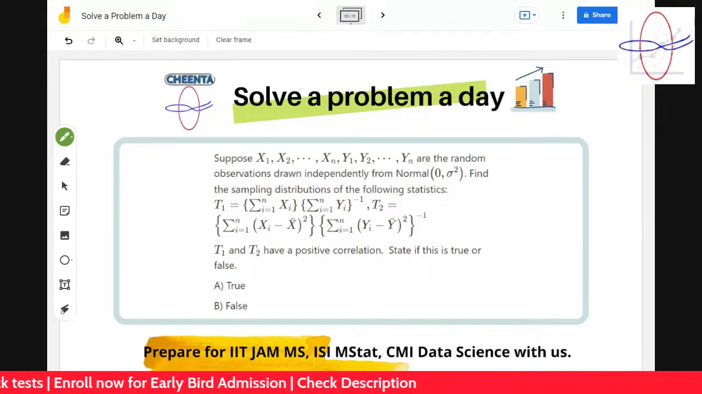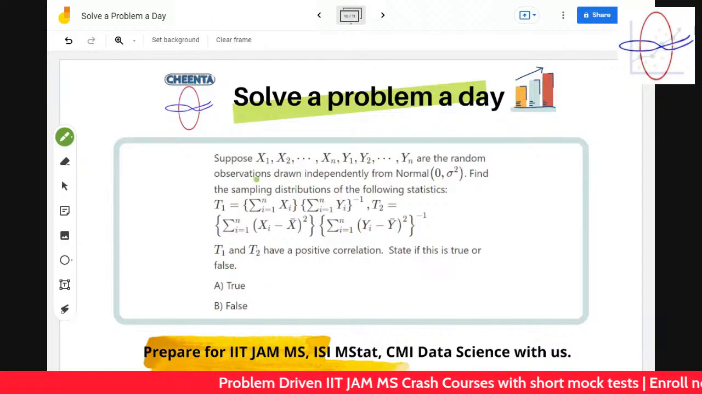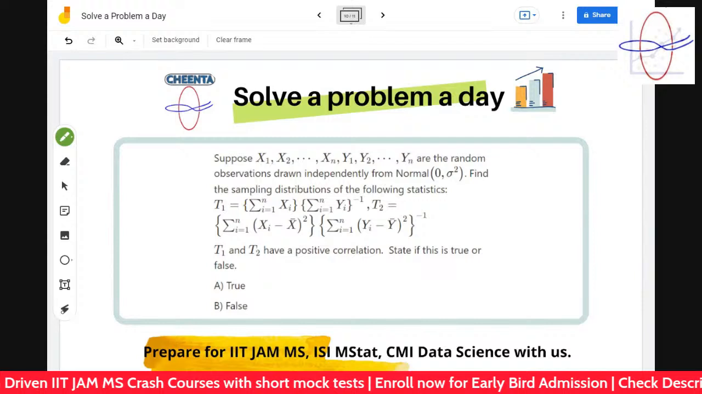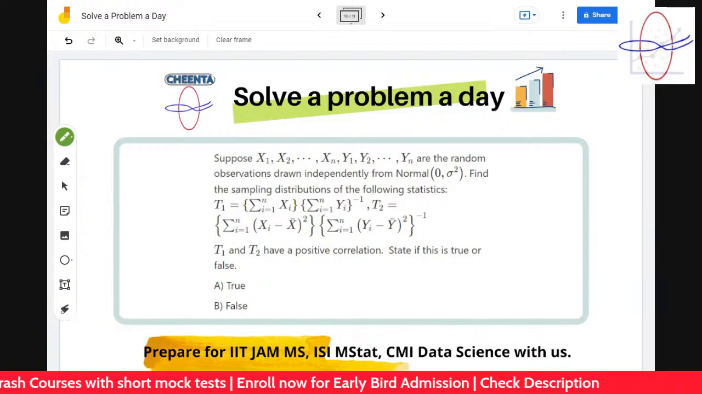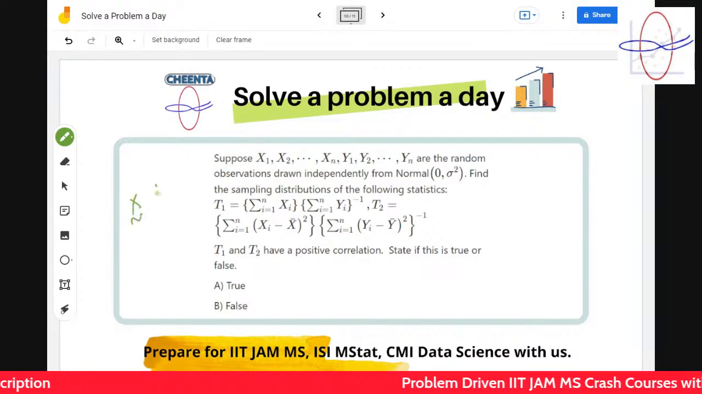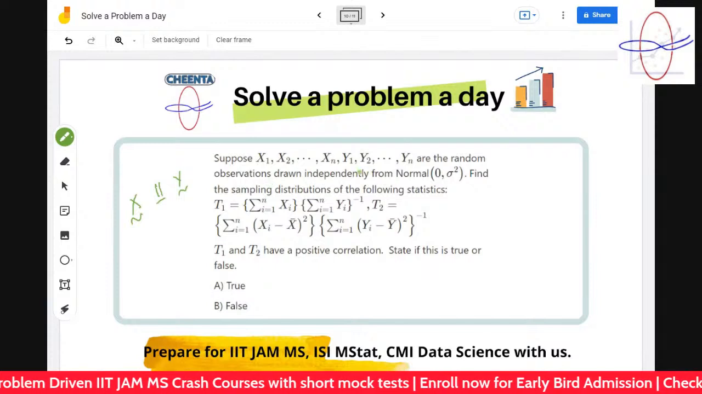This problem is a really easy problem, guys, once you look deeper into it. So let's see the behavior of it. It's given that x1, x2, ..., xn is a sample and y1, ..., yn is another sample drawn from normal(0, sigma square). And this is a random sample. So this x curl is independent of, how will I write it, I can write this x curl is independent of this y curl. And therefore any function of x curl is independent of any function of y curl.